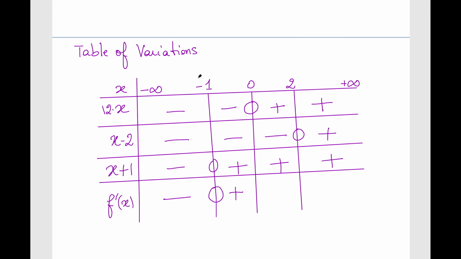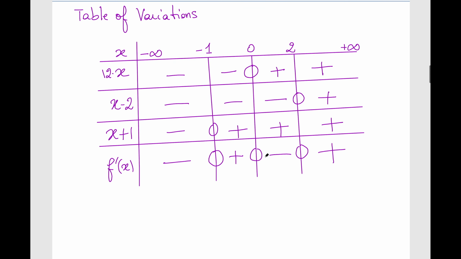And when x reaches 0, one of the factors is 0, and hence the product is going to be 0. Between 0 and 2, two factors are positive, one factor is negative, so the product is negative. At 2, one factor is 0, so the product is 0. And after 2, everybody is positive, so the product is positive, right? Makes sense? So now, because of the increasing decreasing test, I now know where f is increasing and where f is decreasing.